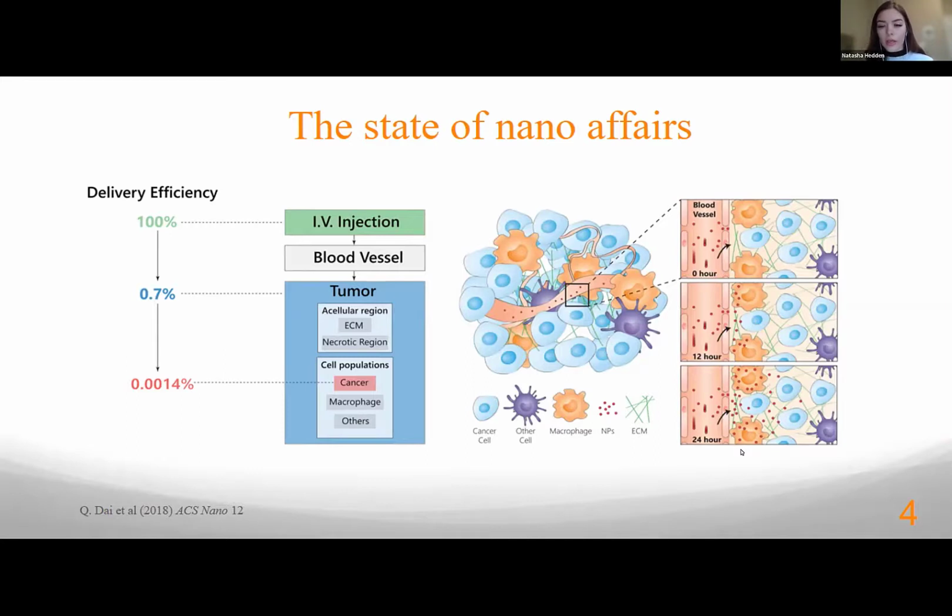So we again have these nanoparticles being picked up by these macrophages. So we end up with only 14 out of 1 million actually reaching those cancer cells. So we have a very poor cellular uptake here.